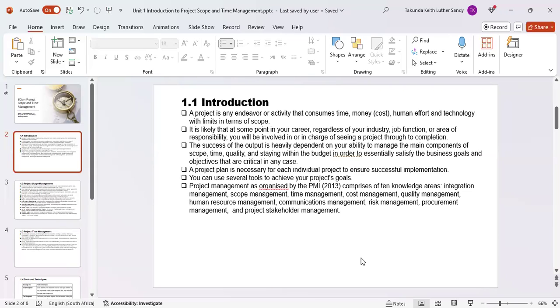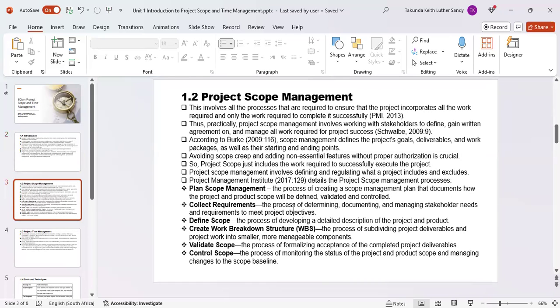Project management, as organized by the Project Management Institute, comprises 10 knowledge areas. These are the ones that I was saying you need to know, because they are what makes you either a good project manager or one that is going to fail in their project. So they are very key because they help in what? In succeeding or in successfully completing your project. These are the 10 knowledge areas that are there. So with that, we've talked of just the introductory part.